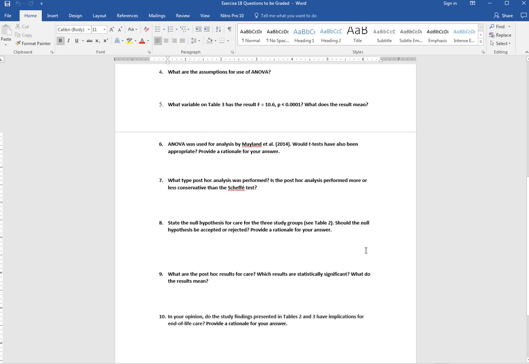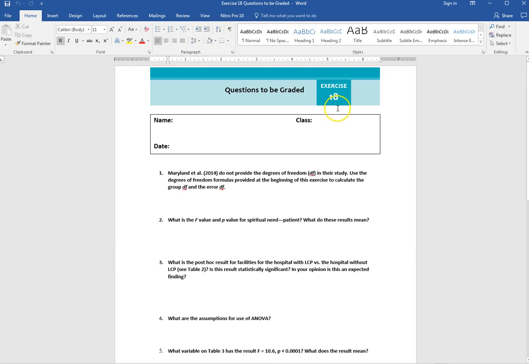And that is what we need to do for exercise 18. You can write your answers into the sheet that I have provided, or you can always type up and create your own if you would like to.